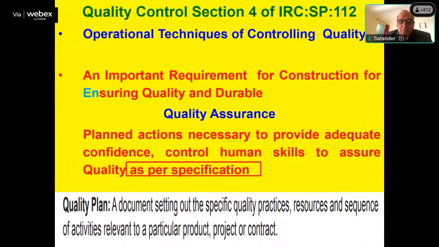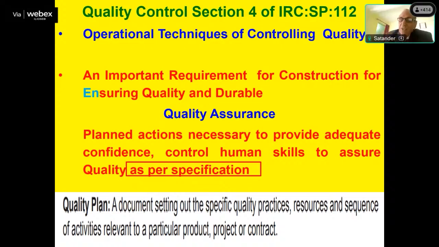First, what is quality control? What is the meaning of quality control? It is the operational technique of controlling the quality, an important requirement for construction for ensuring quality and durability. Now, there are 2 terms. One is ensure, second is assure. What is the difference? One is assure, other is ensure.